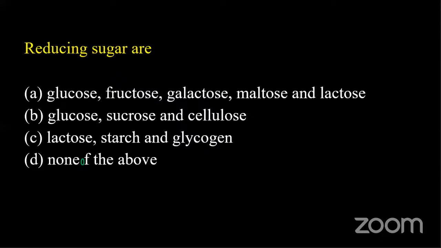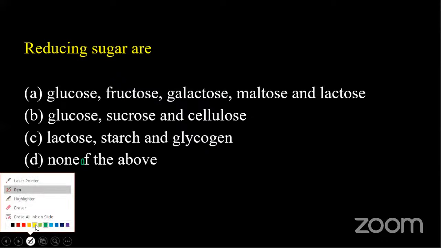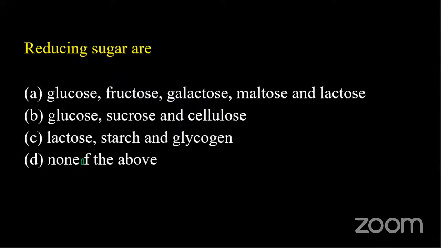Exactly. Reducing sugar means it should be a monosaccharide or an oligosaccharide. So if you check here, none of the above, we don't know that. Lactose, starch, and glycogen. Lactose, okay, but starch and glycogen are polysaccharides, which means larger saccharides. Yesterday we didn't study these things, right? So you can remove this one.